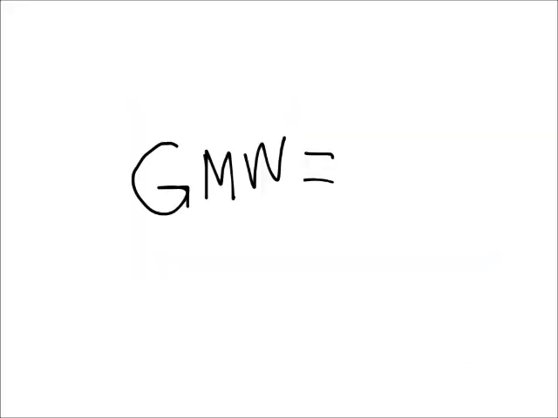Now, how do we calculate gram molecular weight? All you have to do is add up all the atomic weights of each atom contained in a molecule. So it's the sum of all the atomic weights.